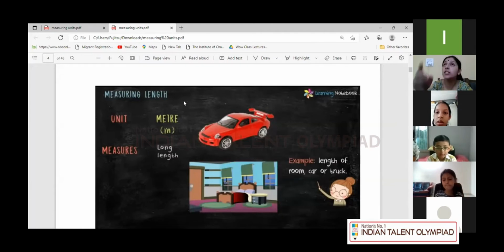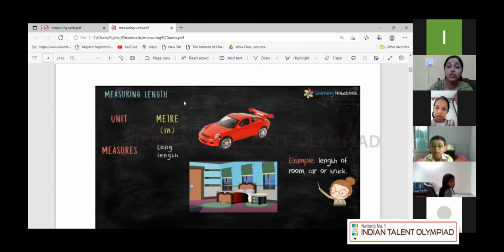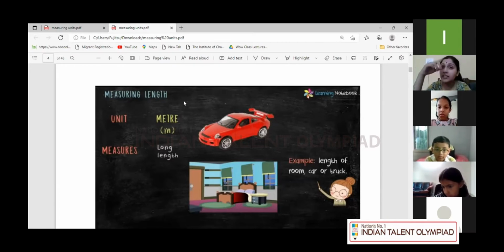A piece of cloth. Suppose you have curtains in your home. You can see in the window there are curtains. Which unit will we use? We will use meter, right? So what is the length of that cloth? What is the length or breadth? We will measure in meter, right?